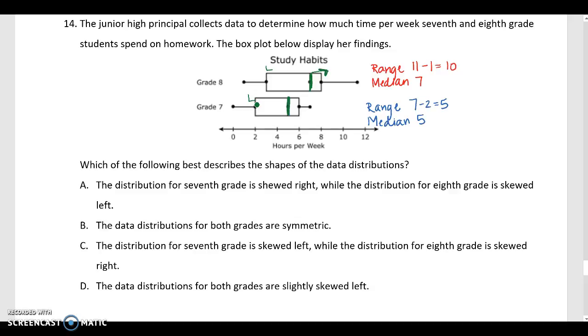So let's read our answer choices. Distribution for the 7th grade data is skewed right and 8th grade is left. Well, I believe that they're both skewed in the same direction, so that's not true. The data distribution for them are symmetric. Well, no, they don't look symmetric because they're not a mirror image. C says the data distribution for 7th grade is skewed left, while 8th grade is skewed right. Well, they're both skewed the same direction. They both look about the same. So we're going to go with what we said, is that they're both skewed to the left.